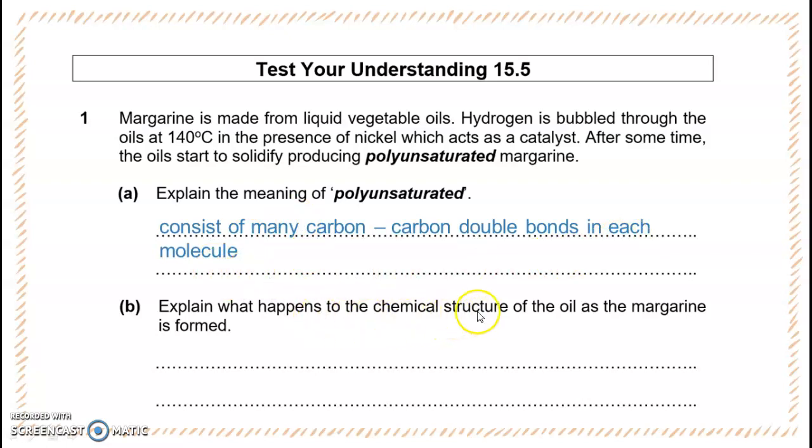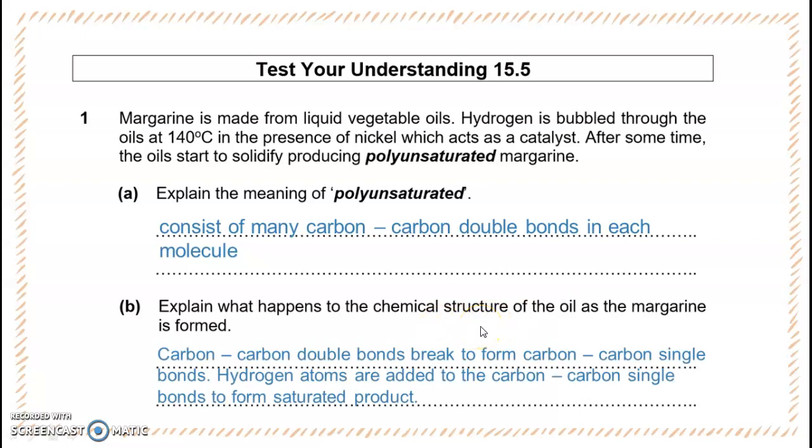Explain what happens to the chemical structure of the oil as the margarine is formed. By chemical structure, I'm referring to the structural formula. Initially, oil contains a lot of carbon-carbon double bonds. When margarine is formed, all the carbon-carbon double bonds will break and form carbon-carbon single bonds. More hydrogen atoms are attached, and therefore this gives you a saturated product. Always remember, oil is polyunsaturated, fats are saturated. That's why you always hear people say that saturated fats are more harmful, so oil is a better alternative.